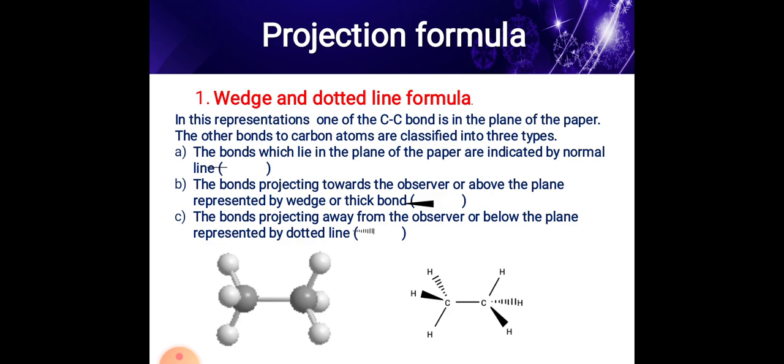This is the wedge and dotted line formula. In this representation, one of the carbon bonds is in the plane of paper and the other bonds to the carbon atom are classified into three types. First, the bonds which lie in the plane of the paper are shown by a normal line. The bonds projecting towards the observer are shown by a thick bond. The bonds projecting away from the observer are shown by a dotted line.